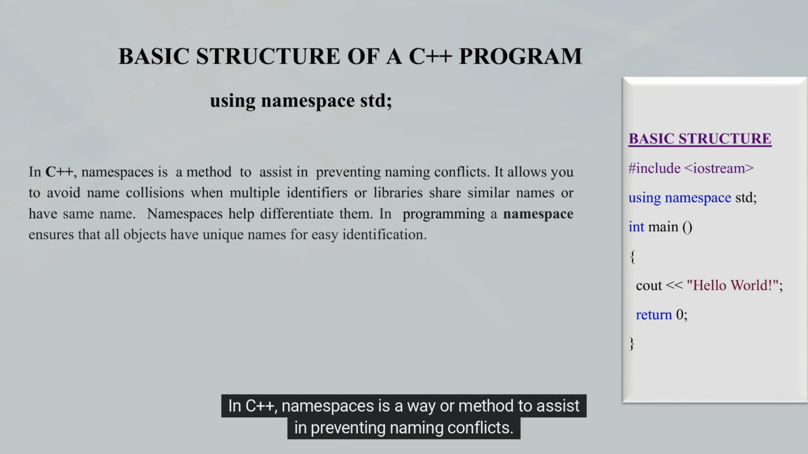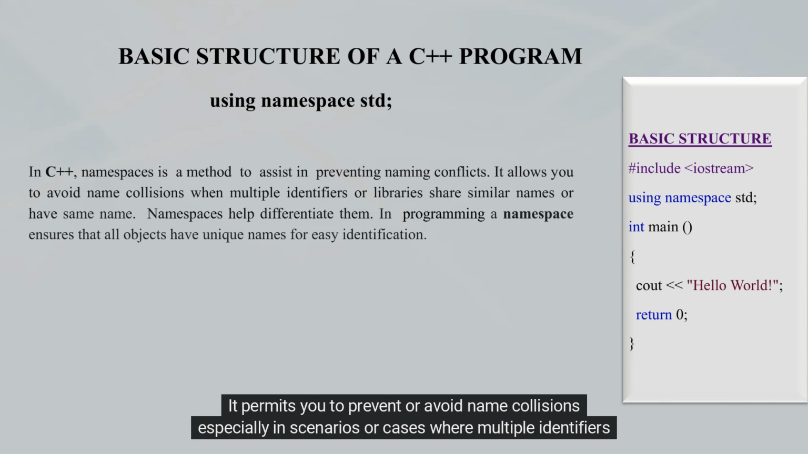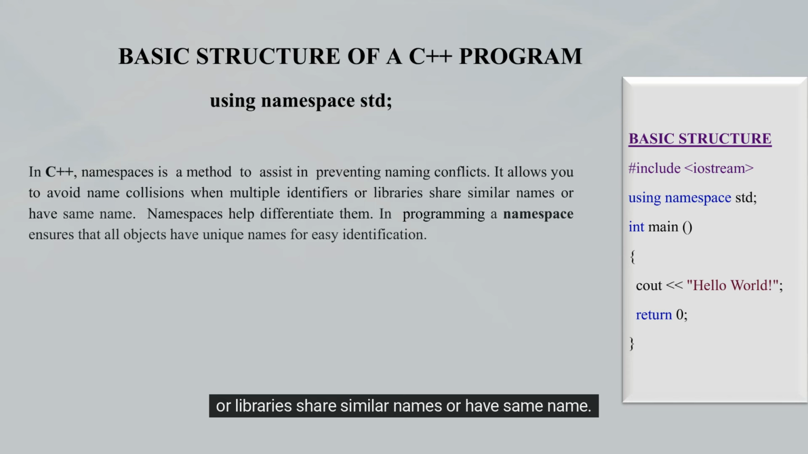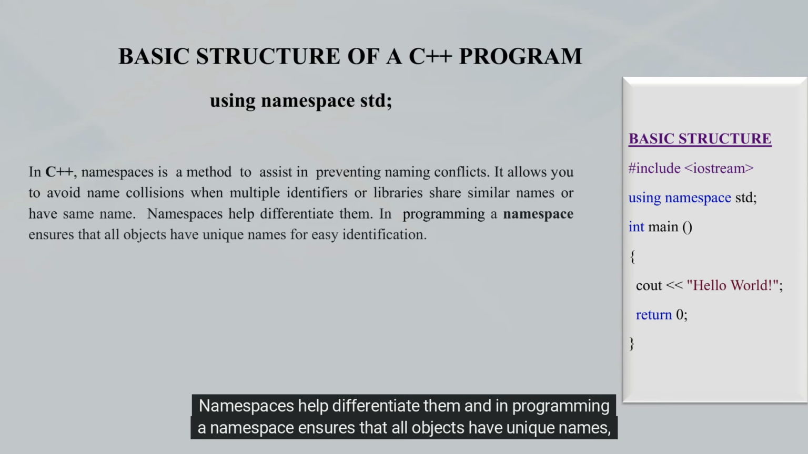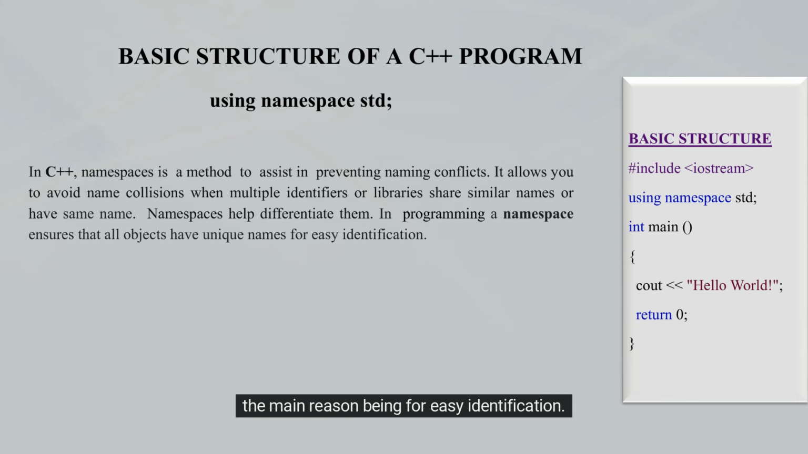In C++, namespaces are a method to assist in preventing naming conflicts. They permit you to avoid name collisions, especially in cases where multiple identifiers or libraries have the same or similar names. Namespaces help differentiate them, and in programming, a namespace ensures that all objects have unique names, the main reason being easy identification.